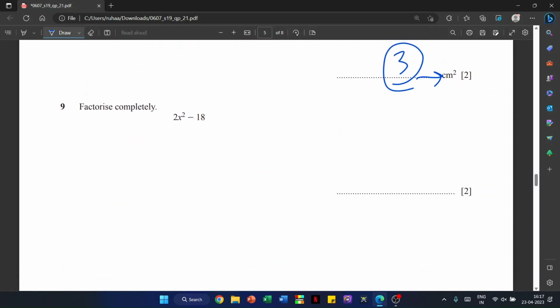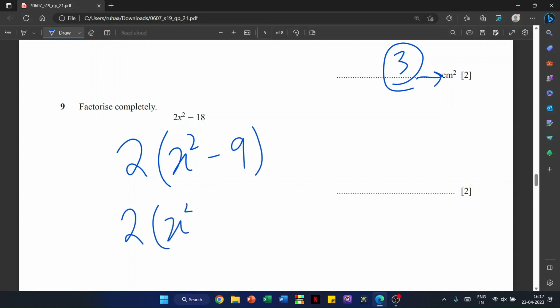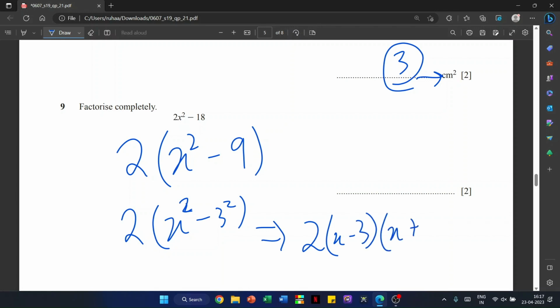Now, factorize this. First thing is take 2 common. So we get x squared minus 9. And x squared minus 9 is nothing but 2 into x squared minus 3 squared. And this is known as the difference of squares. So we'll get 2 into x minus 3 and x plus 3. So this is going to be the final answer.